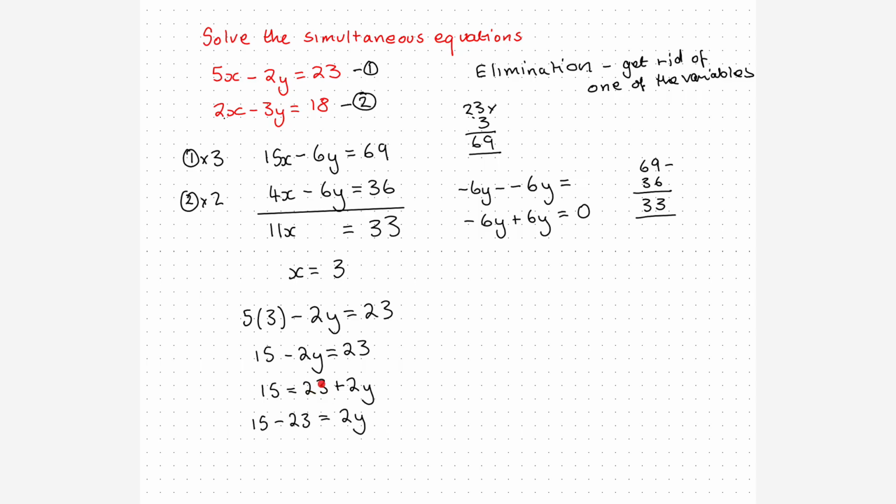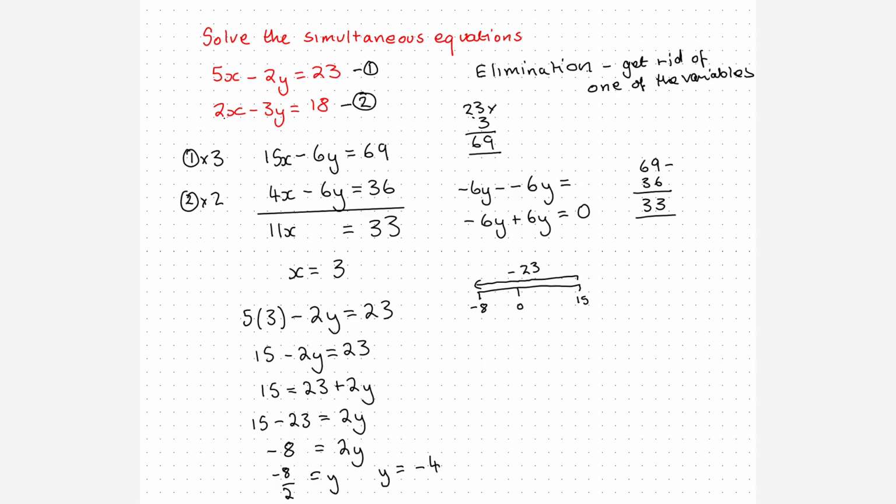If I take away 23 from this side, I get 0, remember? So I'd end up with minus 8, because 15, if I take away 23, I'm going to go past the 0, and I'm going to get to minus 8. So I get minus 8 equals 2y, and that implies that minus 8 divided by 2 equals y. So y would equal minus 4. So I've got two answers here, 3 and minus 4. I'm not quite finished though. I need to double check.